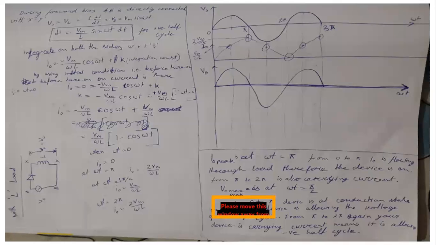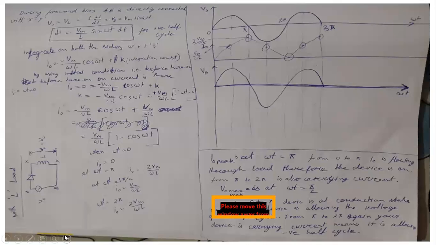So from 0 to pi, I naught is flowing through the load, therefore the device is on. From pi to 2 pi, that time also the network is carrying current, as the inductive load is charged during 0 to pi, and during pi to 2 pi it will try to discharge. So that time also it will carry current.